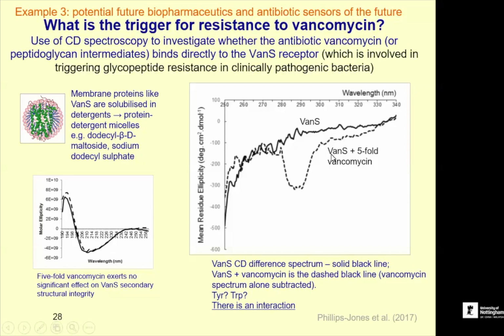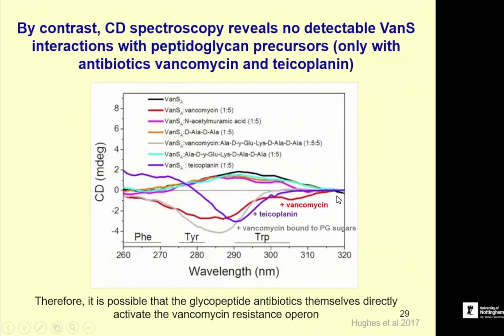And in our case, this is a difference spectrum. So this dramatic drop is not due to vancomycin, it's due to the change in Van-S and vancomycin as a result of their interaction together. So they do interact. So we have shown that Van-S and vancomycin do bind. So vancomycin could be the signal. So the other thing to eliminate is, well, do the peptidoglycan precursors also do the same thing to Van-S, which is the other possibility.